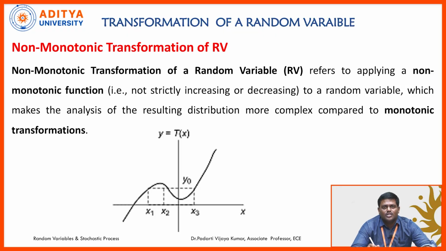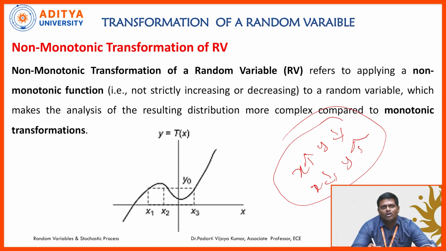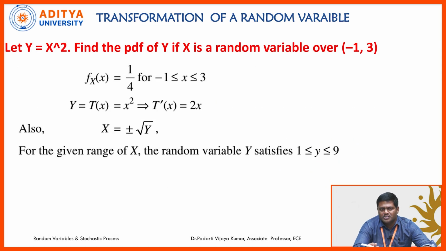Okay. Another one is the non-monotonic transformation. Already we have seen that sometimes if x increases, y decreases, and sometimes if x decreases, y increases. In this scenario, we call this a non-monotonic transformation. It is not strictly increasing or strictly decreasing; sometimes it is increasing, sometimes it is reducing. So, for a non-monotonic transformation, let us see one problem. Y is equal to x square is an example of a non-monotonic transformation. Y is equal to x square represents a parabola. Clearly, it is a non-monotonic transformation.